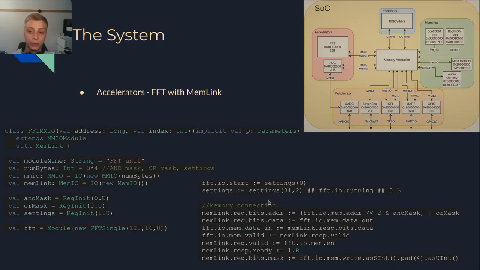For accelerators, we use this MemLink to give them access to the memories. So we see that it also extends the MMIO module, but now it has MemLink as well. It needs to have the module name, the number of bytes, the MMIO, which is a port for it, and then the MemLink, which is the port for the memory. And then we can see that we connect everything again quite simply, where our FFT is a module of a single FFT, which can take arguments for how large it is, how many bits, and the fixed point representation for it.